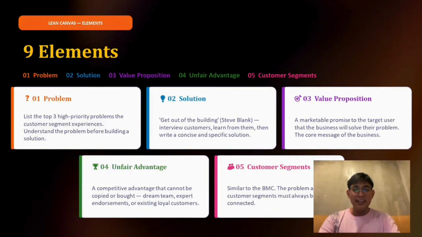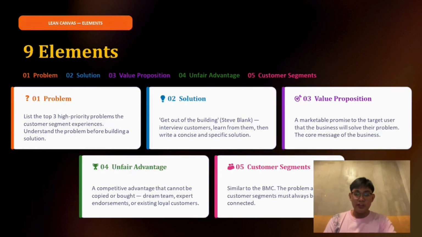Moving on to the 9 elements of Lean Canvas, the first element is the problem. It lists the top 3 high priority problems the customer segments experience. The primary question in this element is: what problem does the customer have? For example, students find studying difficult, so that's the problem that you wanted to resolve or provide service to your customer. Next is the solution.